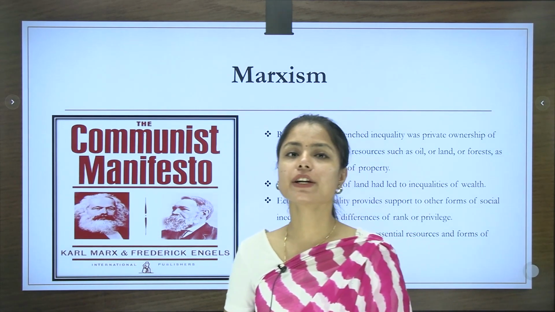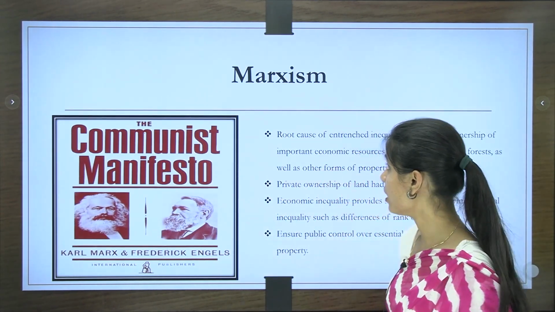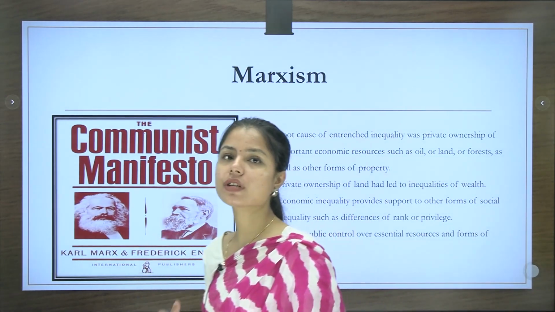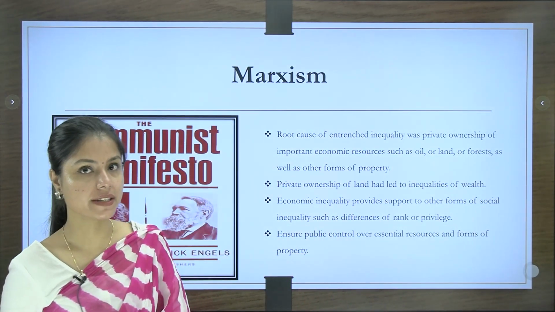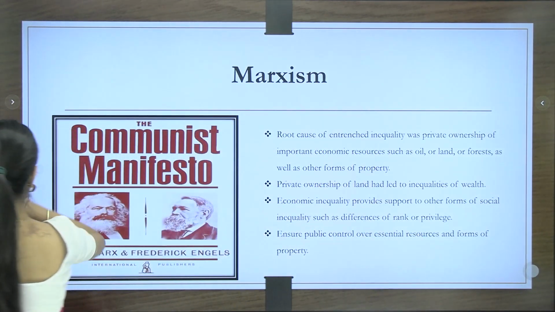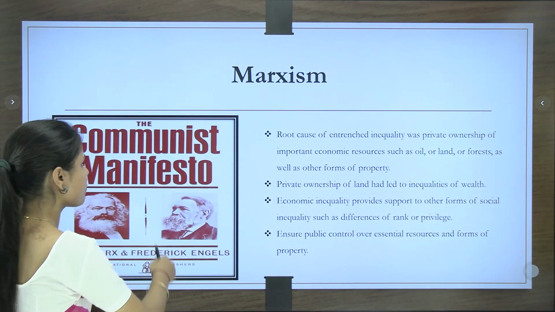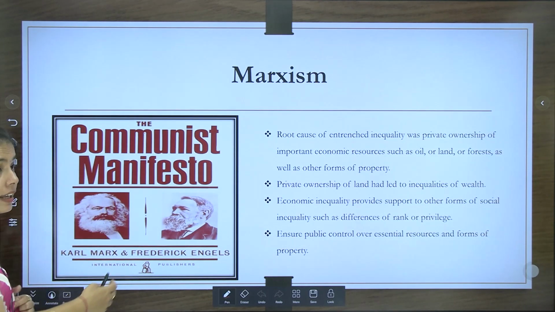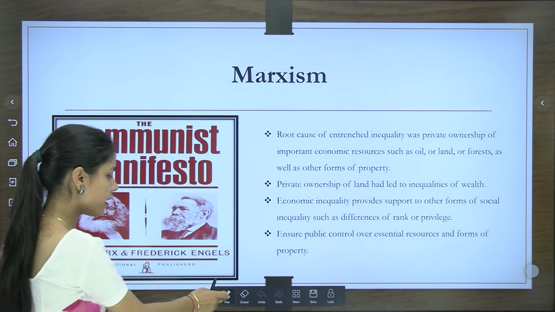Another important ideology that we need to discuss here is the ideology of Marxism, which will also relate to the ideology of socialism. Now, when we talk about Marxism, we mean the ideas propagated by this very important person in the political history of the world, that is Karl Marx. So what did he say?